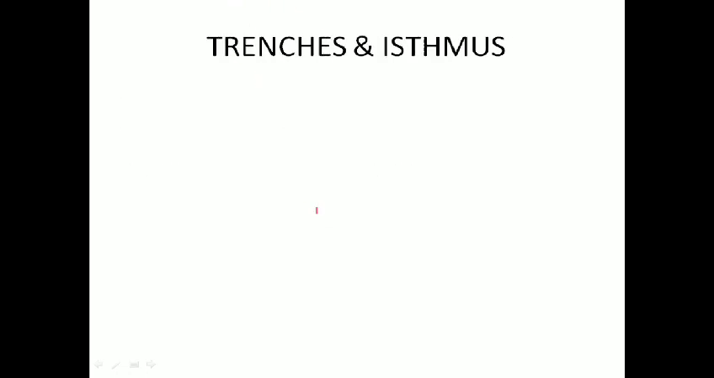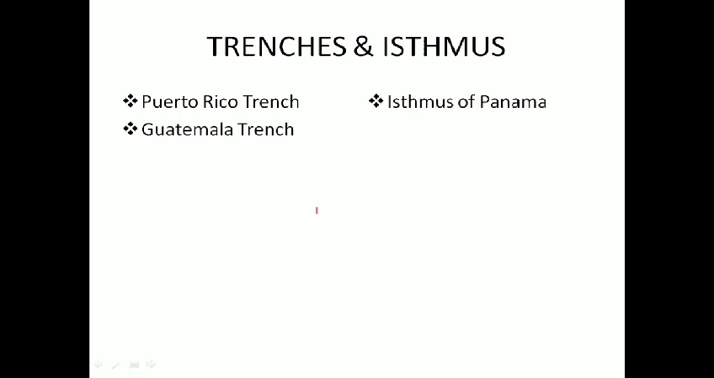Right, now the trenches, the deepest parts. Isthmus, the strip of land connecting two big land bodies. So Puerto Rico Trench, so deep, one of the deepest trenches. Guatemala Trench, important trenches. Isthmus of Panama, you have heard, but there is another isthmus in Central America, Isthmus of Tehuantepec. Okay, so Tehuantepec is also an isthmus. So these are important trenches and isthmuses.